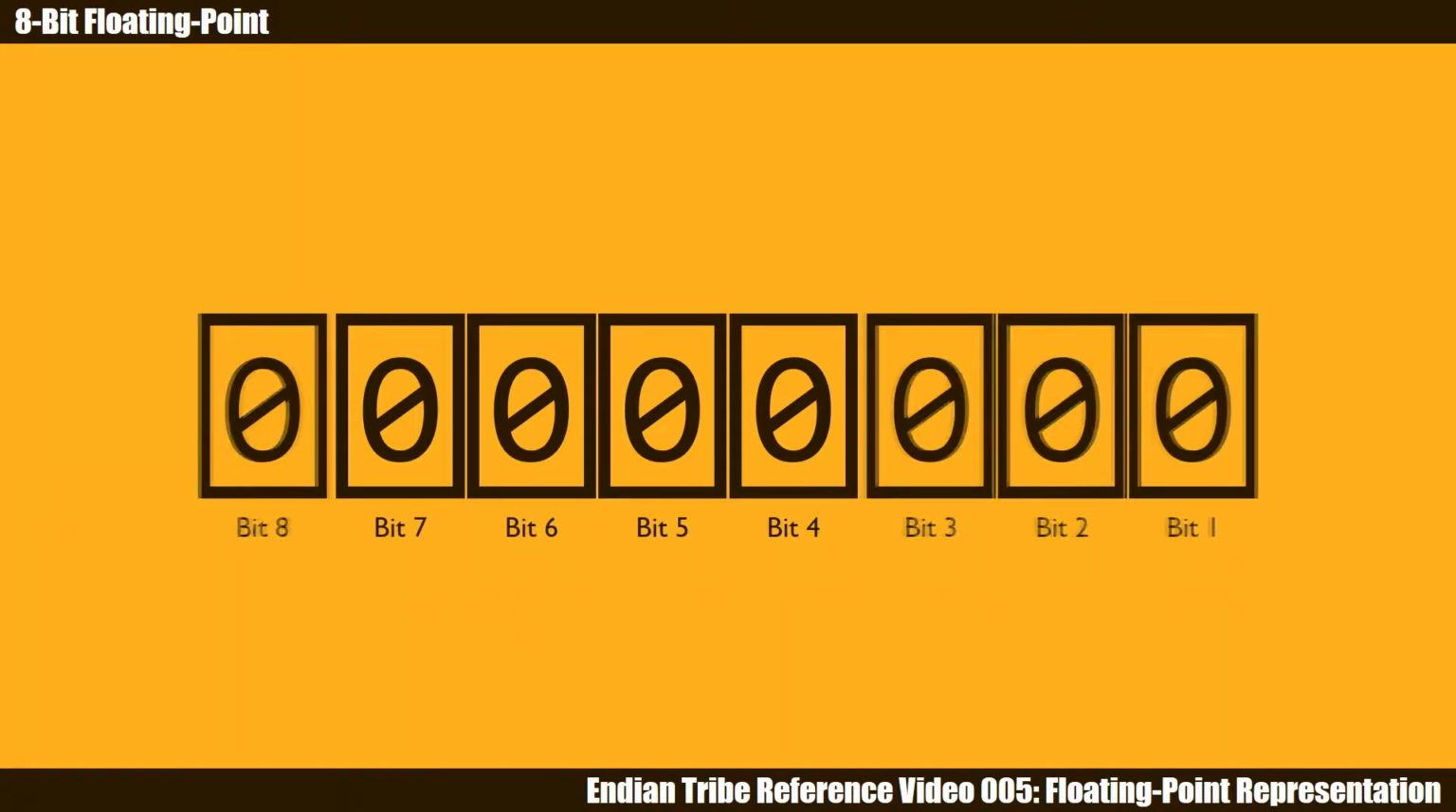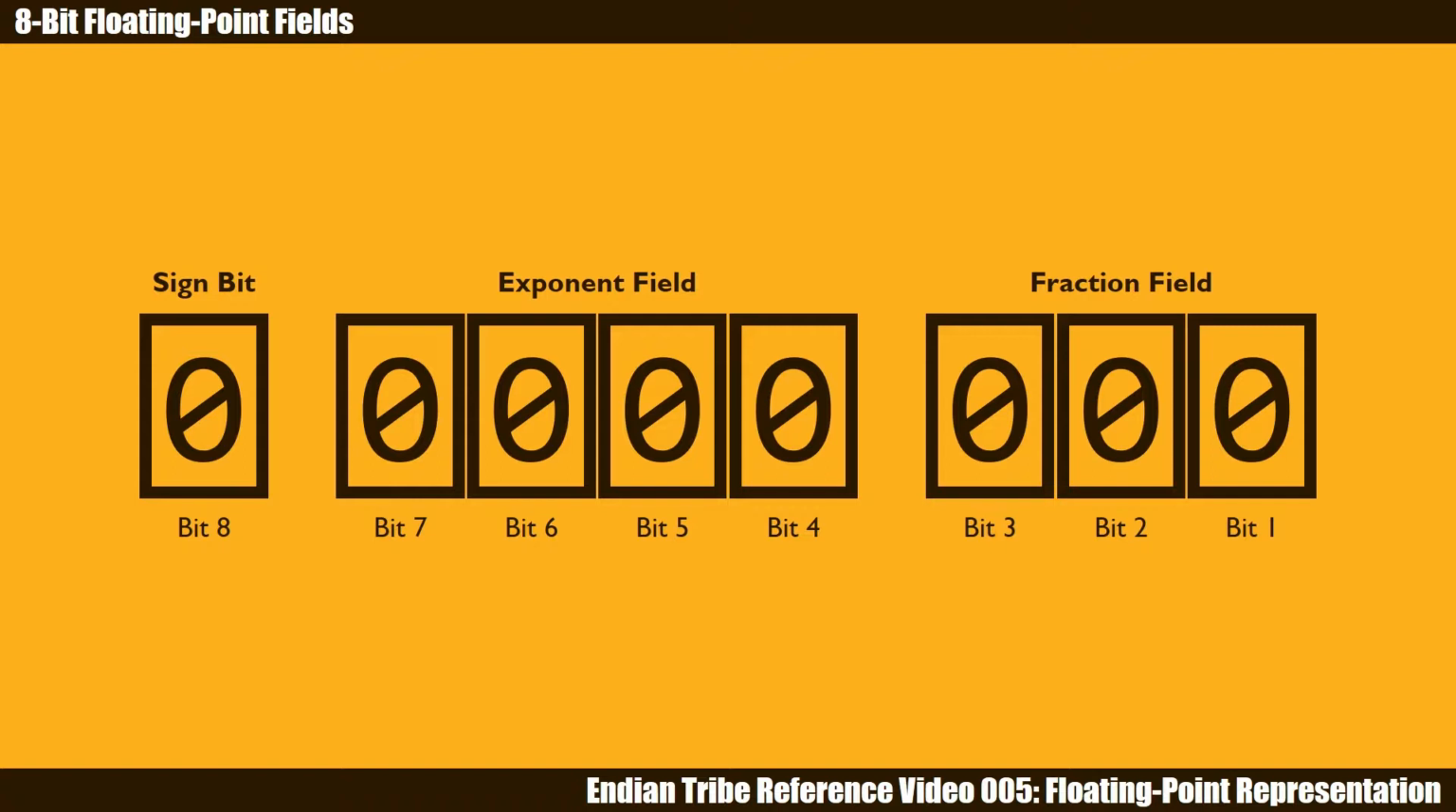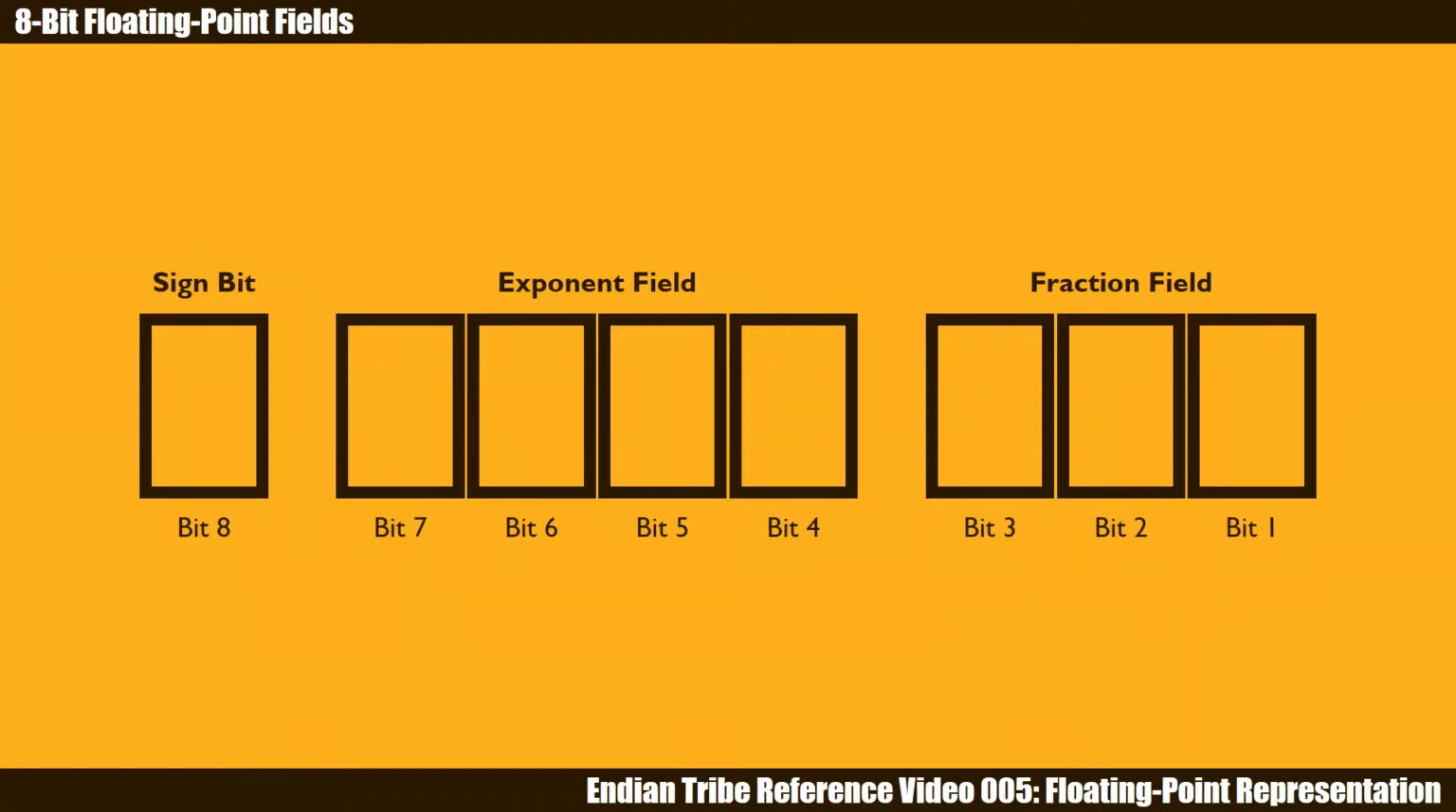We partition those 8 bits into 3 fields: the sign bit, the exponent field, and the fraction field. The sign bit encodes the sign of the number directly, 0 for positive and 1 for negative. The exponent field contains an unsigned integer. For normalized floating point, it cannot be all ones or all zeros, but it can be any value in between. We'll see why in a moment. The fraction field contains an unsigned integer between 0 and 7, both inclusive.